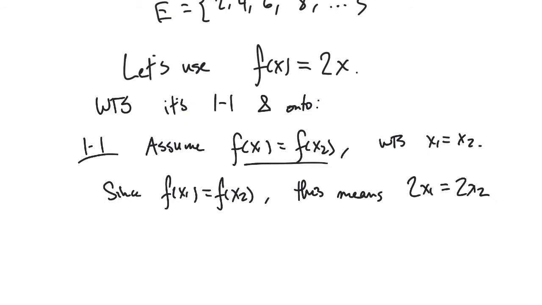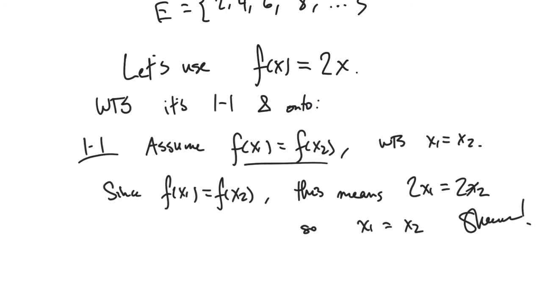Yeah, what do you do? Divide both sides by 2. Yeah, it's like an old-fashioned math class now. We divide both sides by 2. So x1 equals x2. That's what we wanted to show, that x1 equals x2. Excellent. Okay, so it is one-to-one.